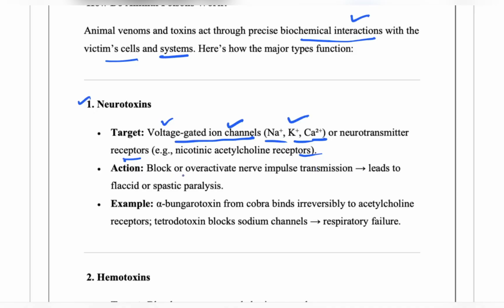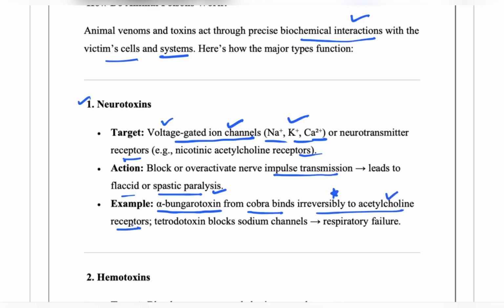Action: it blocks or overactivates the nerve impulse transmission, so that leads to flaccid or spastic paralysis, right? Either it will become very fast, either it will be overactivated, or it will be completely blocked. That is how it causes the paralysis. Then an example is the α-bungarotoxin of the cobra. It binds irreversibly to the acetylcholine receptor, and this is very, very important.